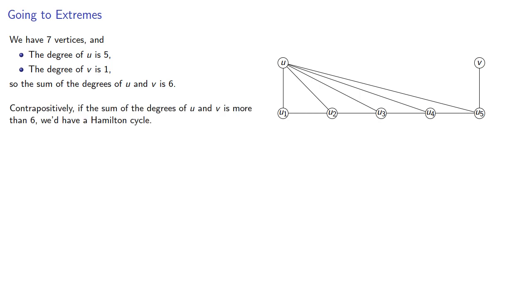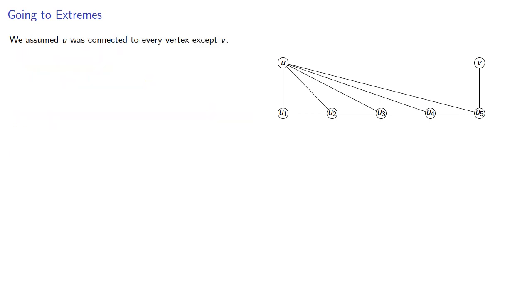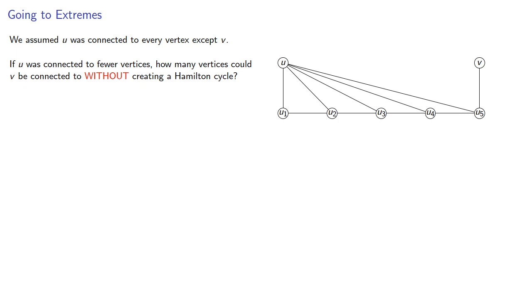Contrapositively, if the sum of the degrees of U and V is more than 6, we'd have a Hamilton cycle, circuit, whatever we call it. Or would we? So remember, we assumed that U was connected to every vertex except V. If U was connected to fewer vertices, how many vertices could V be connected to without creating a Hamilton cycle? So let's try a different case.